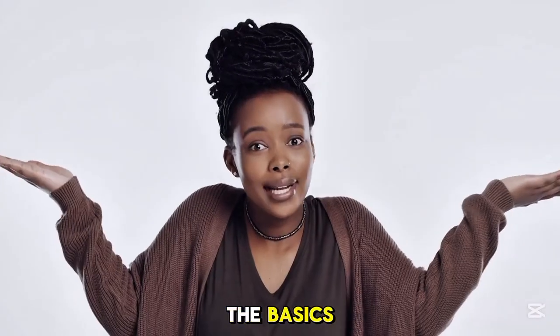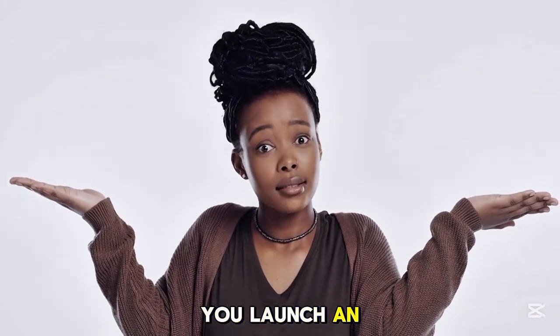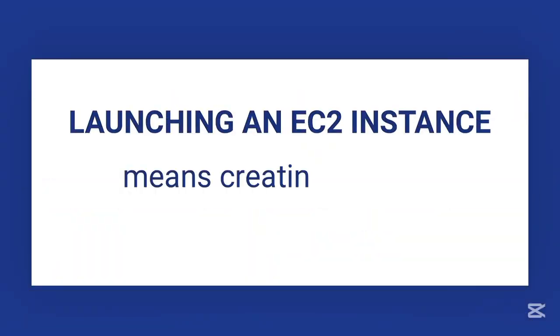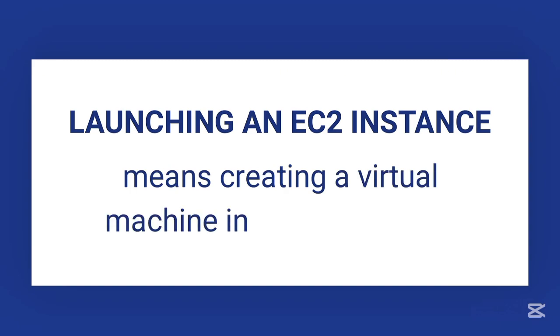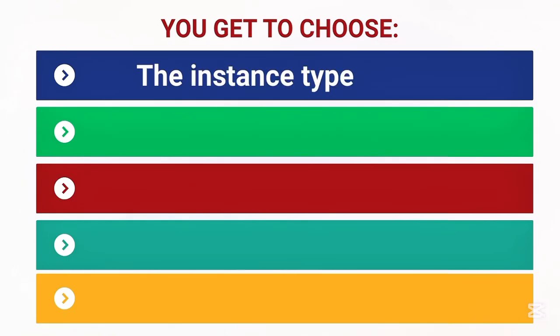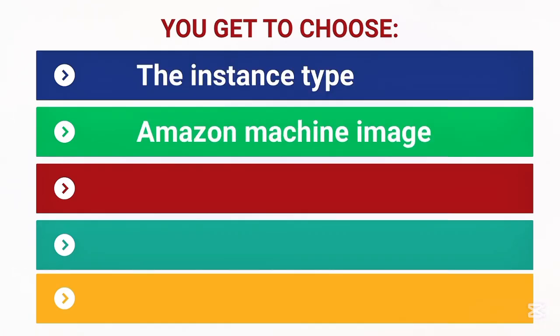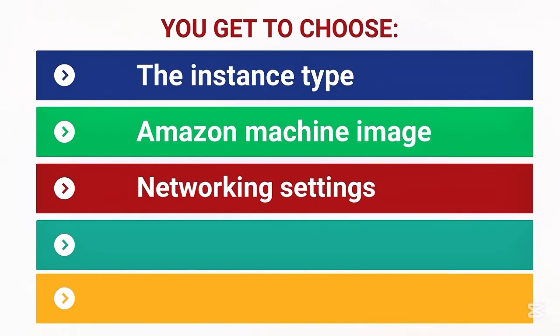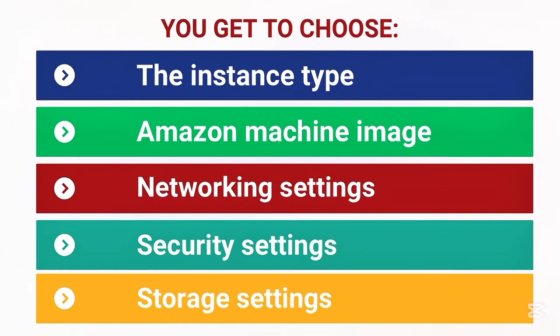So, understanding the basics, what happens when you launch an EC2 instance? Launching an EC2 instance means creating a virtual machine in the AWS cloud. You get to choose the instance type, how much CPU, RAM, and storage it has. The Amazon Machine Image, that's the AMI, which operating system it runs. The network settings, does it have a public or private IP address? The security settings, who can connect to the instance? The storage settings, how much disk space it gets.